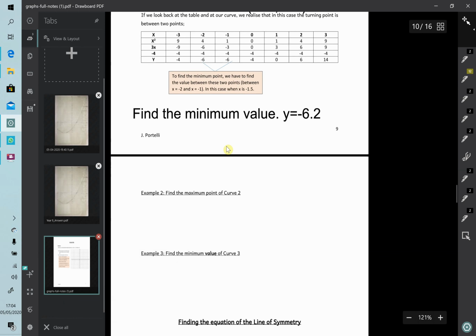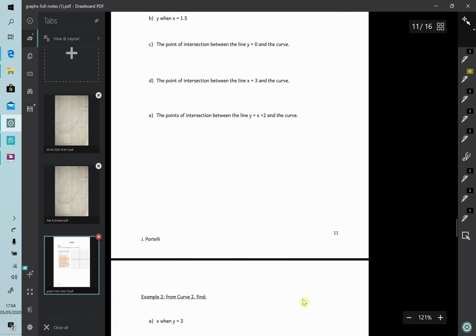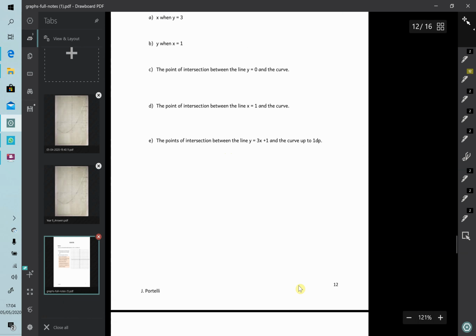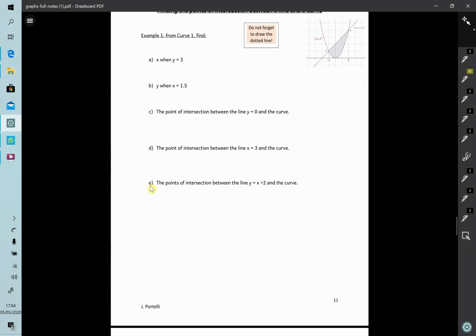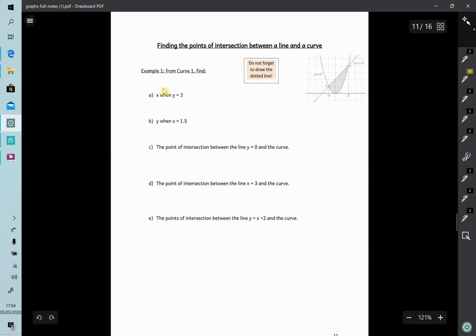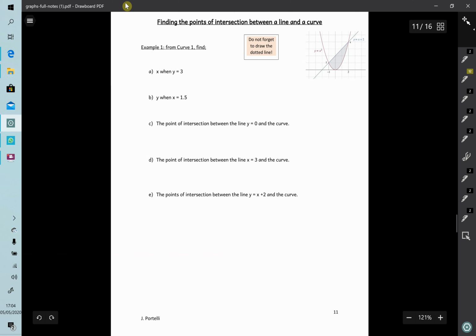We are now on Wednesday's lesson and we are going to be focusing on page 11 and page 12 of your worksheet notes, right? And for this particular lesson, I am going to be doing step by step page 11, example number 1. And we're going to be focusing on curve 1. This is a good note that is written: do not forget to draw the dotted lines.